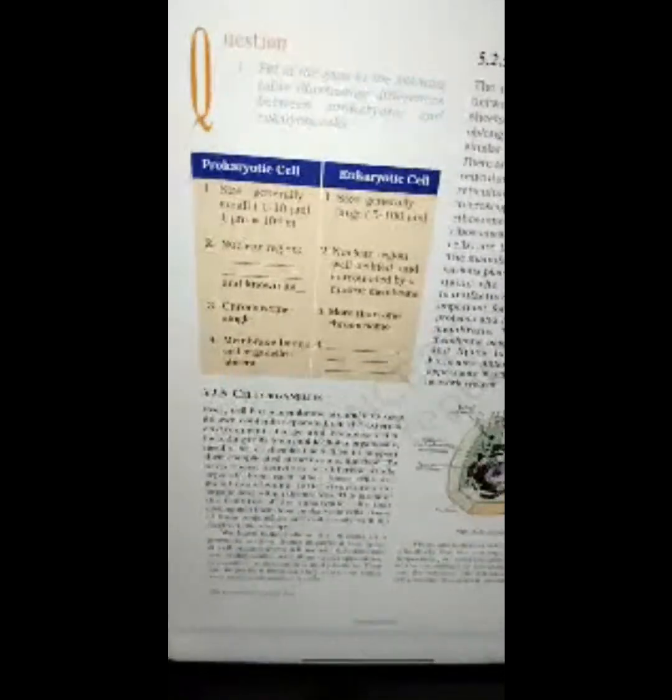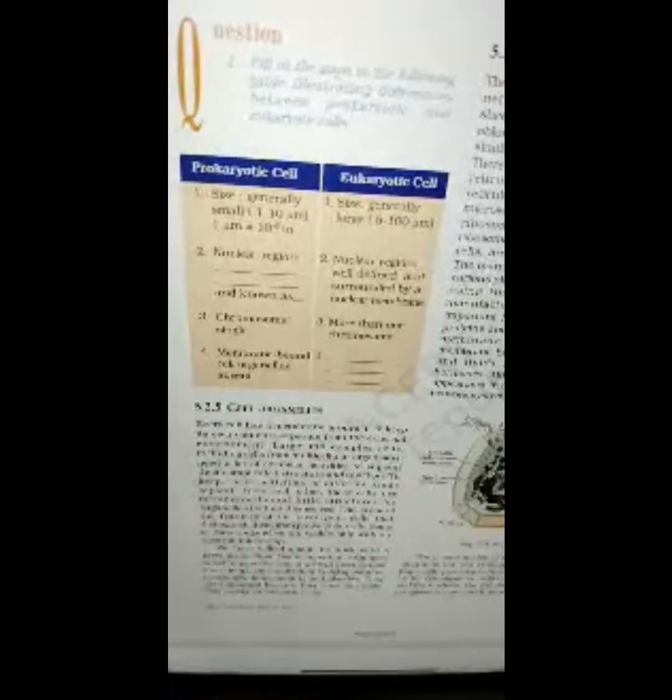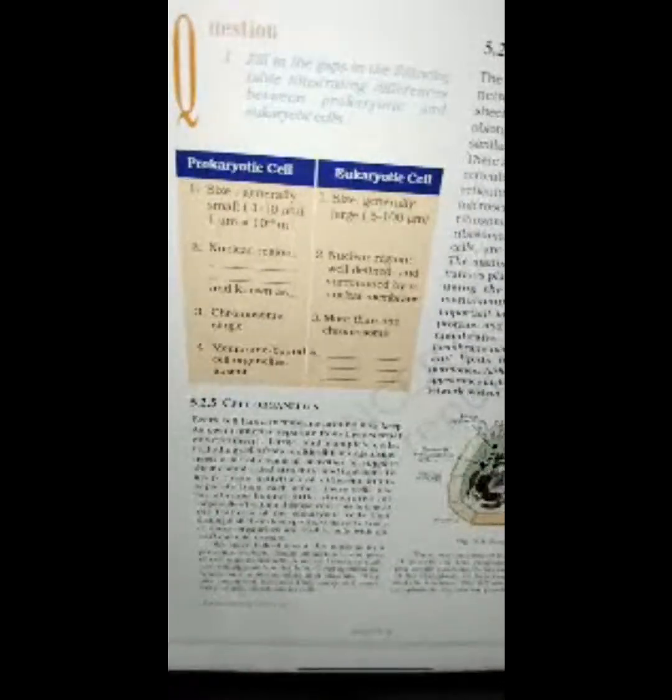To find out the answers to these dashes, just visit the playlist, The Fundamental Unit of Life on my channel, and you will get the solution to all these fill in the blanks. Point number 3, chromosome single, more than one chromosome in eukaryotic cell. Point number 4, membrane bound cell organelles are absent, and obviously it will be present in the eukaryotic cell, that has been left as a space for you.